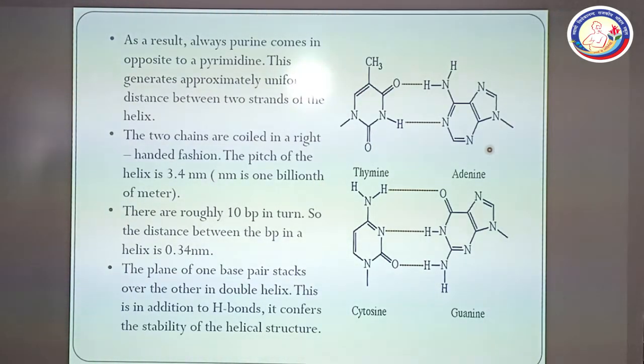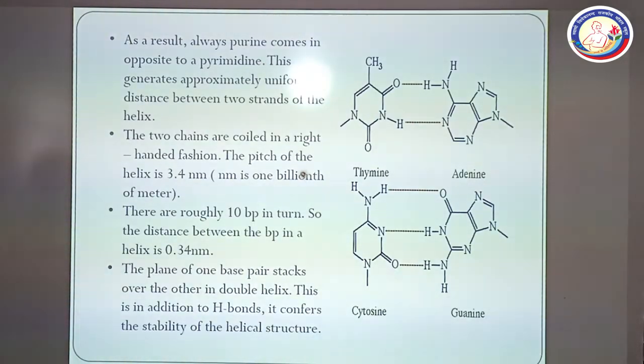This is thymine and adenine. These dotted structures show the number of bonds between thymine and adenine, while between cytosine and guanine you can see there are three dotted structures. It means three hydrogen bonds. As a result, a purine always comes opposite to a pyrimidine. This generates approximately uniform distance between the two strands of the helix. Why does the distance between two polynucleotide chains in the DNA remain constant?